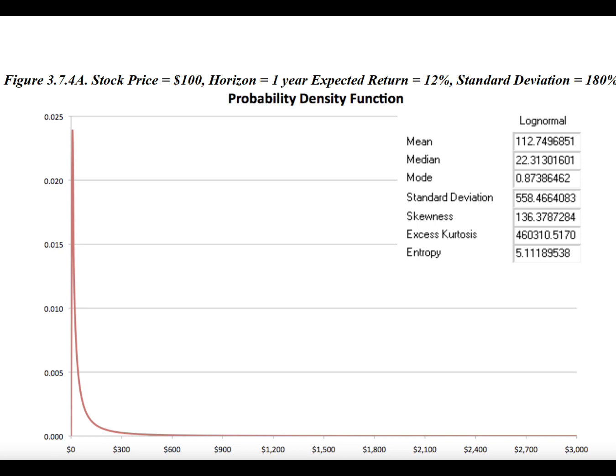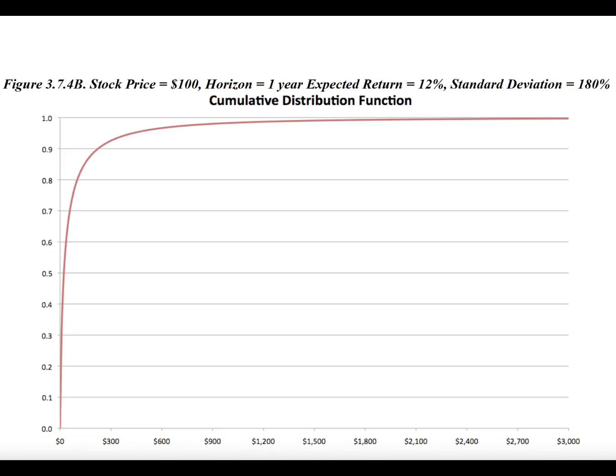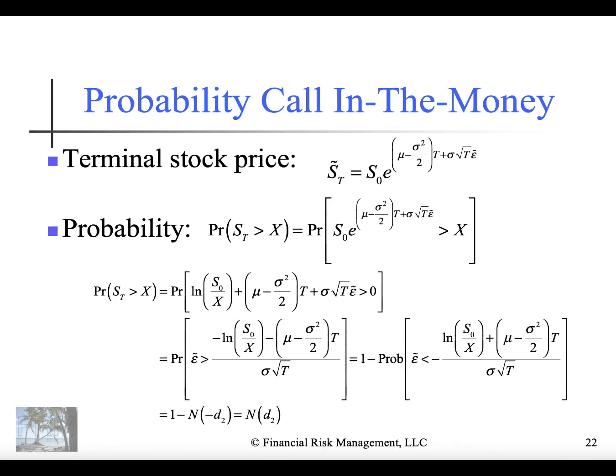Some of the commodities that I've worked with in the past, like electricity, would have implied standard deviations north of 1,000% within the log normal framework. All that really means is that I've got the wrong distribution in modeling something like electricity. So in the next part of this video series, Module 3.7, we'll look at one application of the log normal distribution, specifically computing the probability that a call option is in the money.